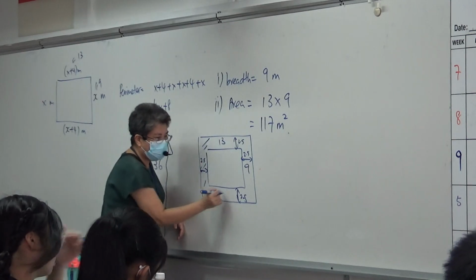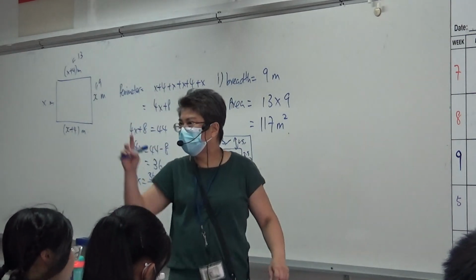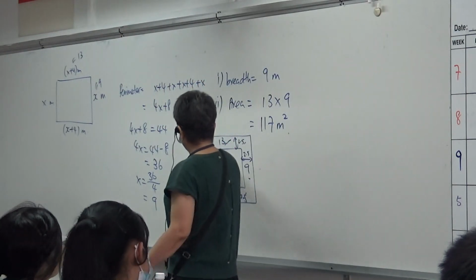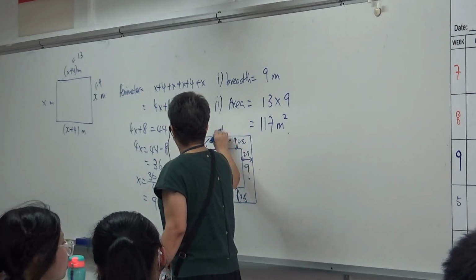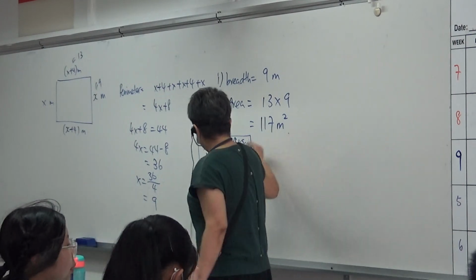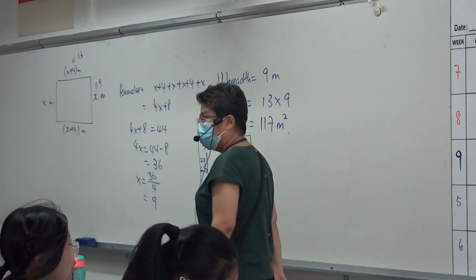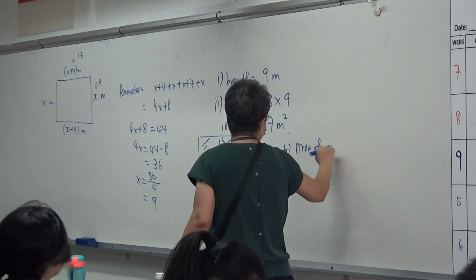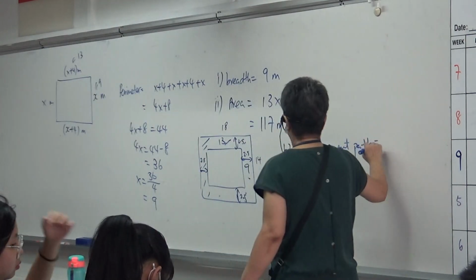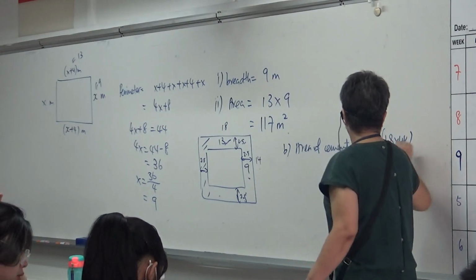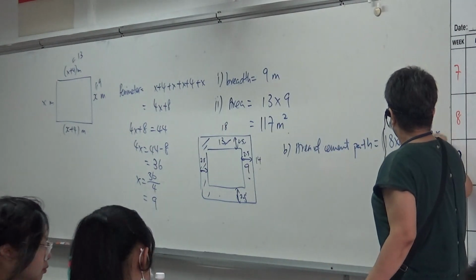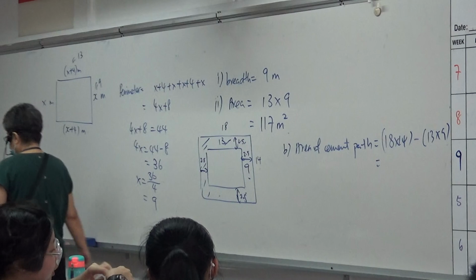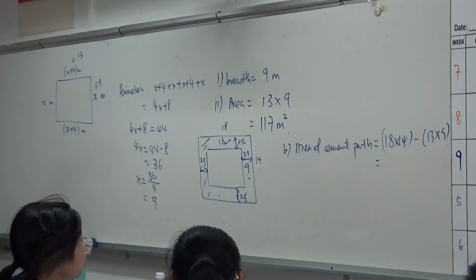Now, how do I get the area of the shaded region? The big area minus the small area. Now, if this is 13, how much is this? 18, right? Because I must plus 5. How about here? 14. Correct. So, part B. Area of cement path will be 18 times 14 minus what? You can minus 117 because you found it already. So you just take this minus this. The answer will be 135.